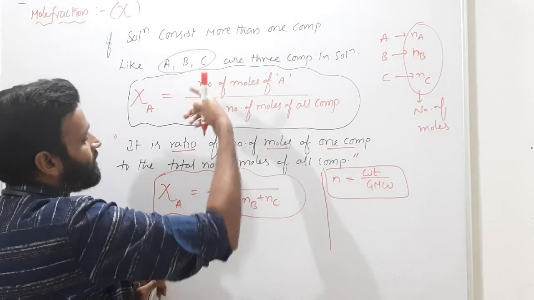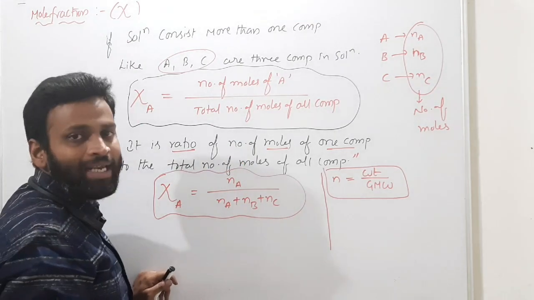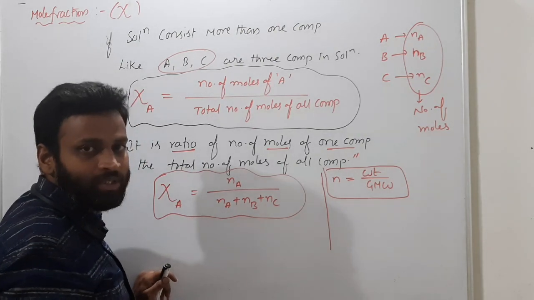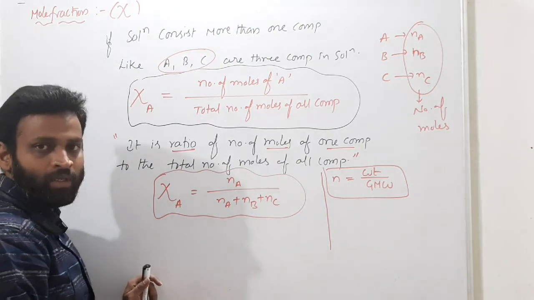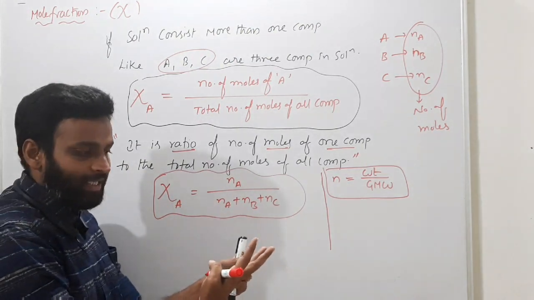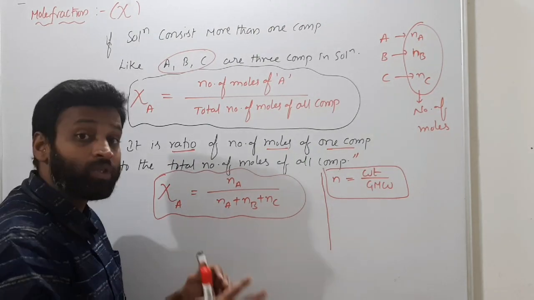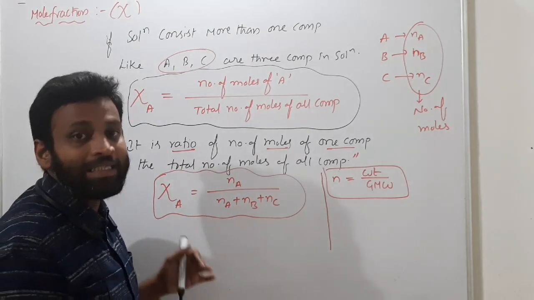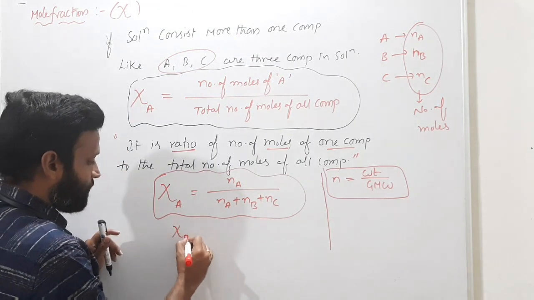Total moles, because the solution consists of 3 components. I am assuming 3, you can have 2. But in a numerical, whatever they give, we must consider. Suppose HCl is given, H2SO4 is given, HNO3 is given. So the moles of all 3 substances you have to consider. Whose mole fraction they are asking is also very important.